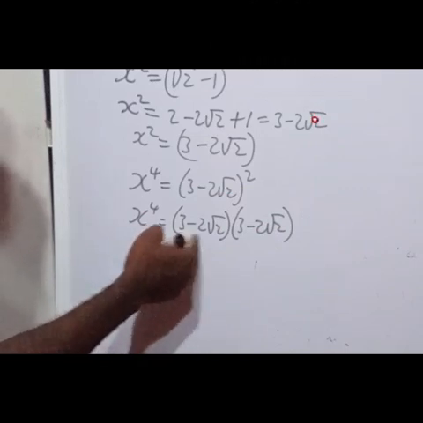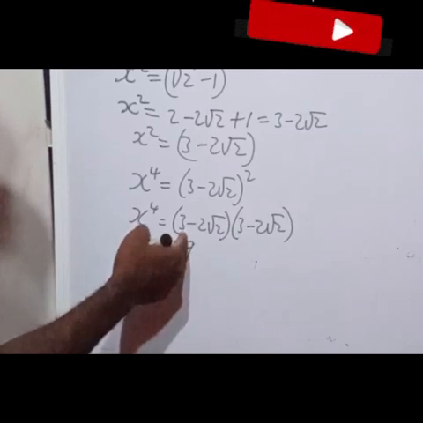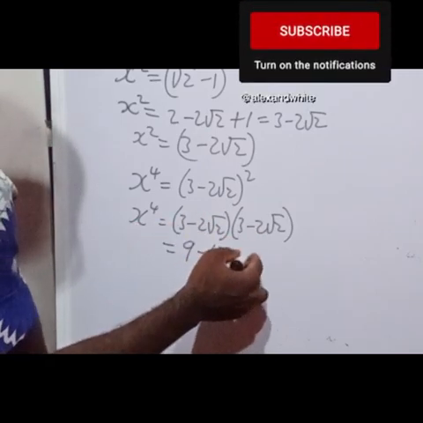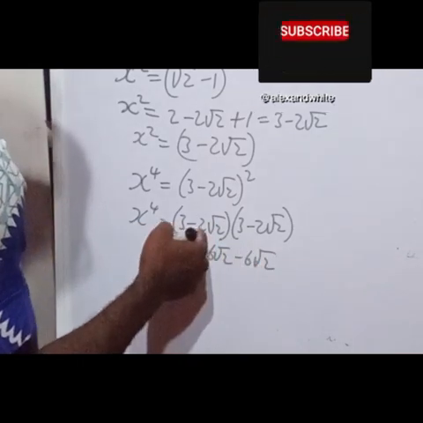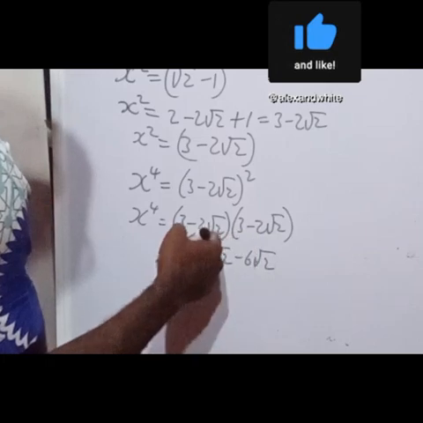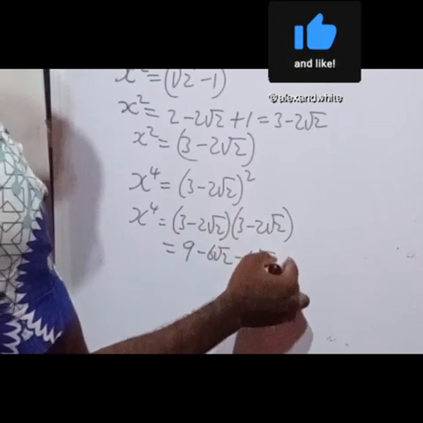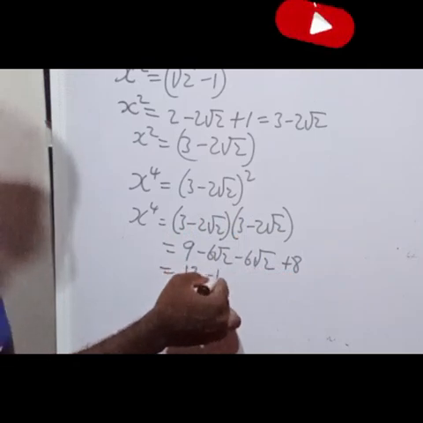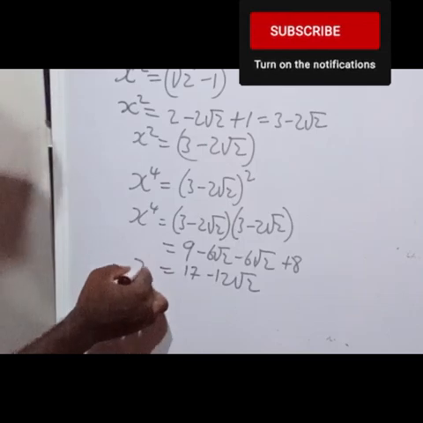And that will give us 3 times 3 is 9. 3 times minus 2 is minus 6 root 2. Minus 2 times 3 is minus 6 root 2. And then minus 2 times minus 2 root 2 here is 4, and then root 2 times root 2 is 2. 4 times 2, you have 8 here. And this is going to give us 8 plus 9 is 17 minus 12 root 2. That is for x raised to the power 4.